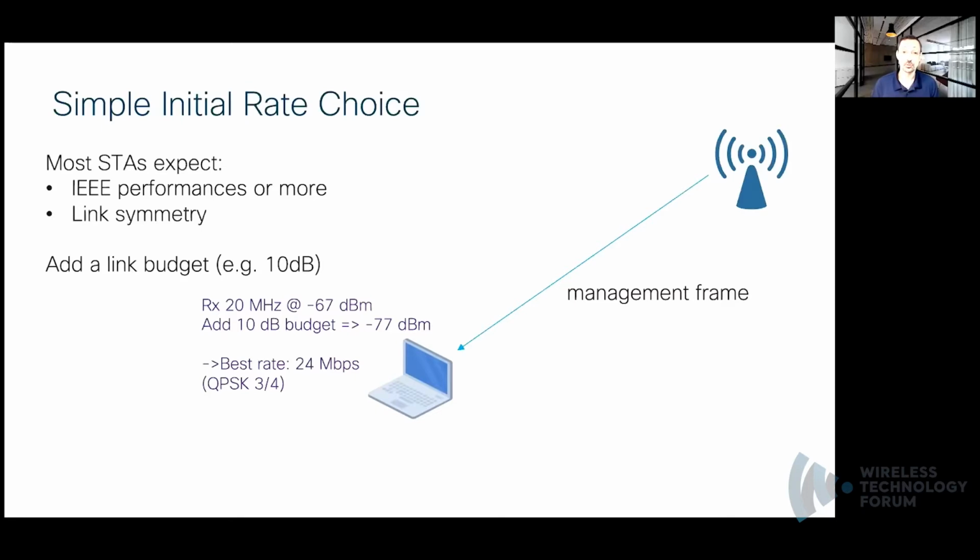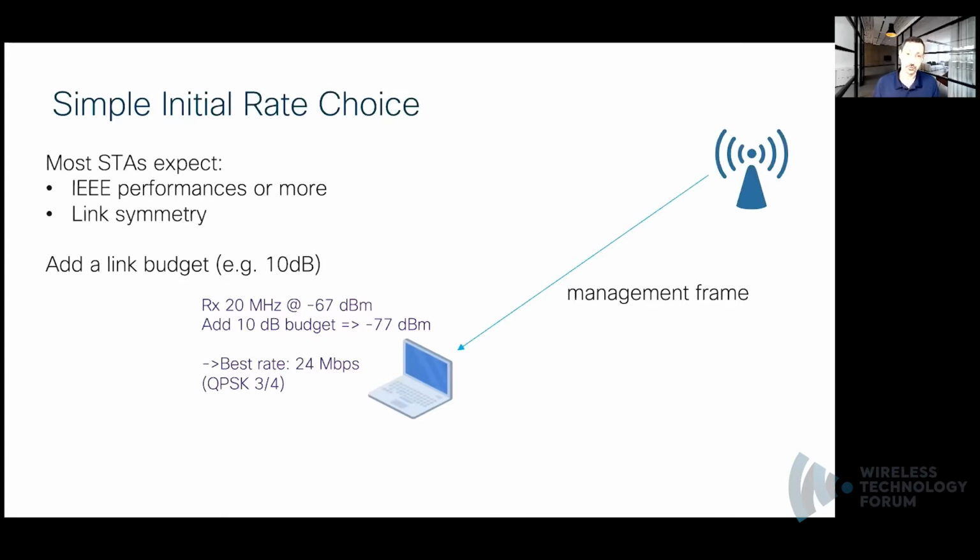So you would think if you are receiving from the AP a probe response, for example, that is reaching you at minus 67 dBm, you could take a 10 dB margin and say, okay, let's assume it's 10 dB worse, minus 77 dBm, and pick up from the table whatever rate you think is the match for that signal, and that would be 24 megabit per second. You would think that this is the way it could work. However, it doesn't work that way.